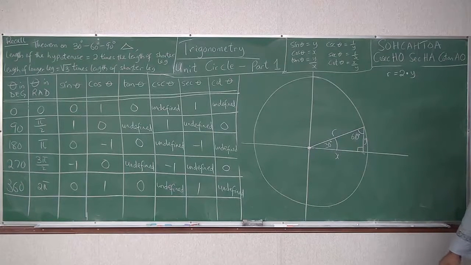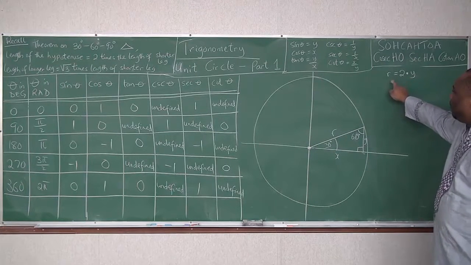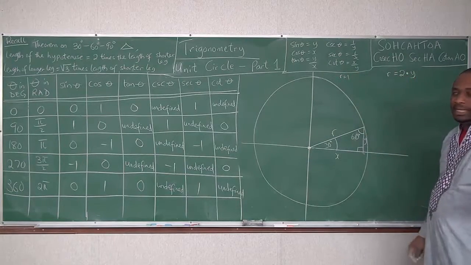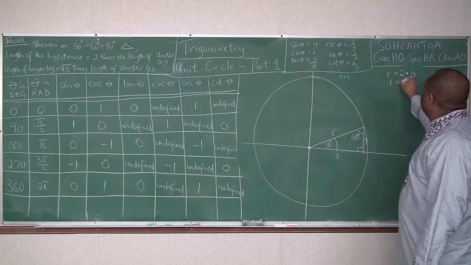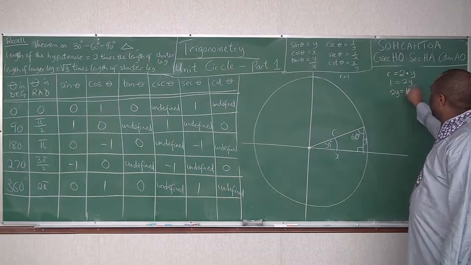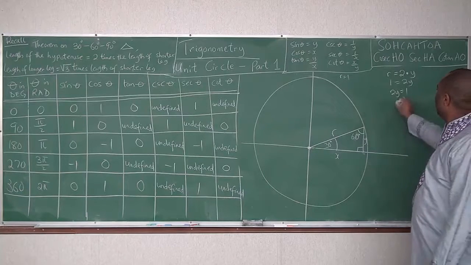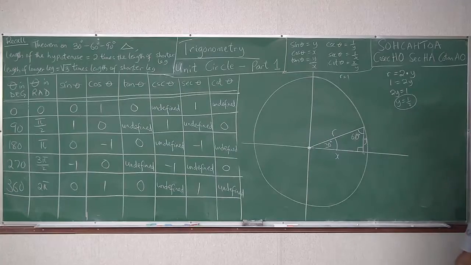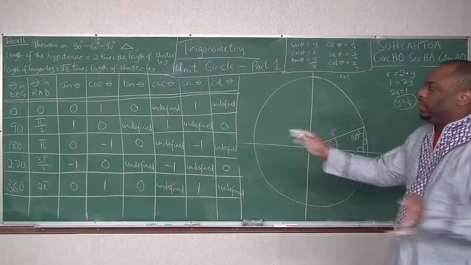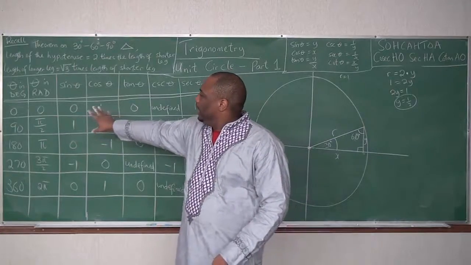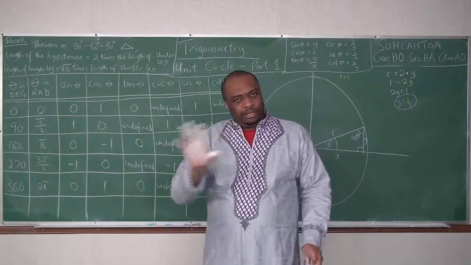See that? But remember that our R is what? 1. Remember that our R is 1 because it's a unit circle. So 1 is equal to 2Y. So 2Y is equal to what? 1. Therefore, Y is equal to 1 over 2. What am I trying to do? Because we got these quadrantal angles, we just got their coordinates.